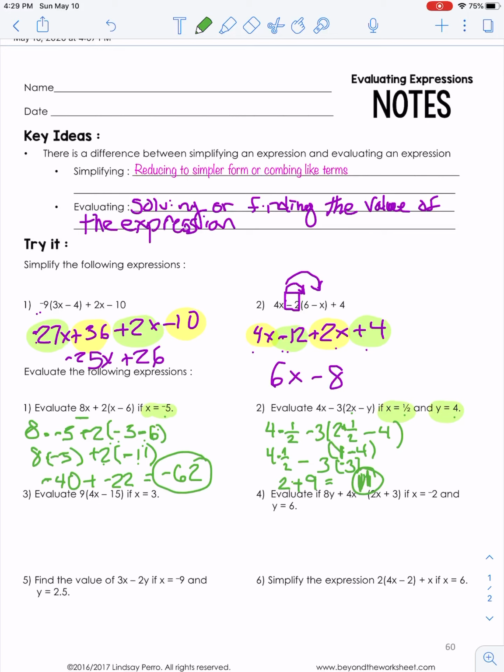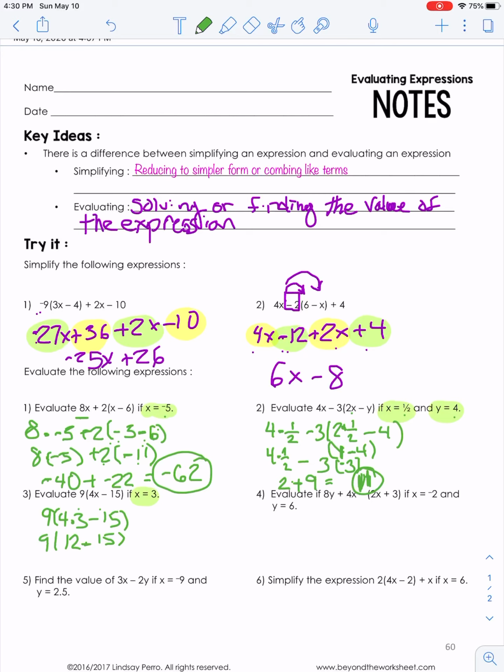Let's try one more together. So we evaluate 9 times (x times 4 minus 15) if x equals 3. So we're going to substitute in x for 3. So we take 9 times (4 times 3 minus 15). So we take that 4 times 3, and we get 12. Then we have 12 minus 15.